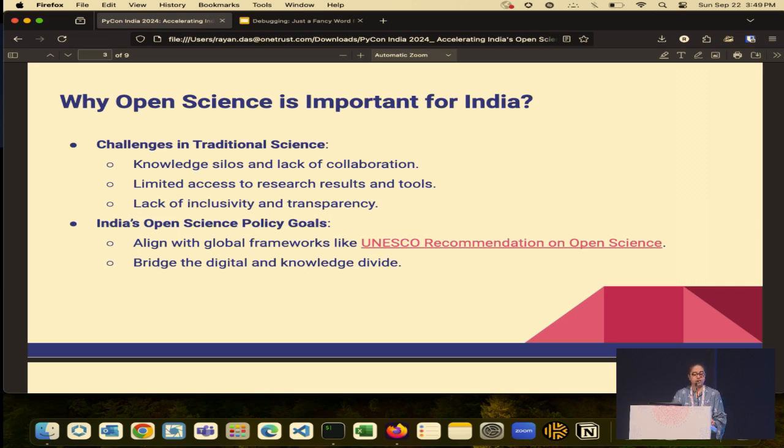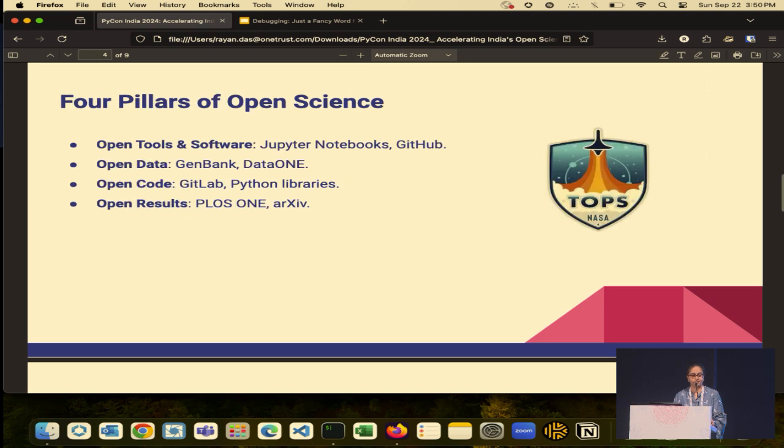The challenge over here is that the scientific knowledge generated mostly stays in silos, and therefore there is a lack of collaboration, which leads to non-accessible scientific results, which then leads to non-inclusivity. However, the good thing is that India has been developing open science policies around the Sustainable Development Goal from the United Nations. If you want to know more about it, you can check out UNESCO's recommendations on open science.